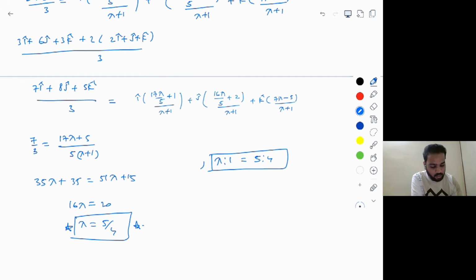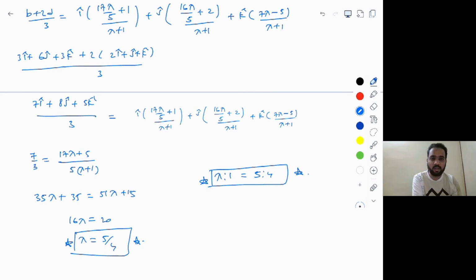Okay? And then don't directly think that this is the correct answer, even though you got lambda is equal to 5 by 4 here, because after getting lambda is equal to 5 by 4, you need to ensure that the coefficients of j cap and k cap are also the same. That's the most important part. This is the part where many of you will make a mistake. Directly in a hurry, you get the value of lambda as 5 by 4, so you'll mark the second option as internally divided. Don't do that. You need to definitely verify.